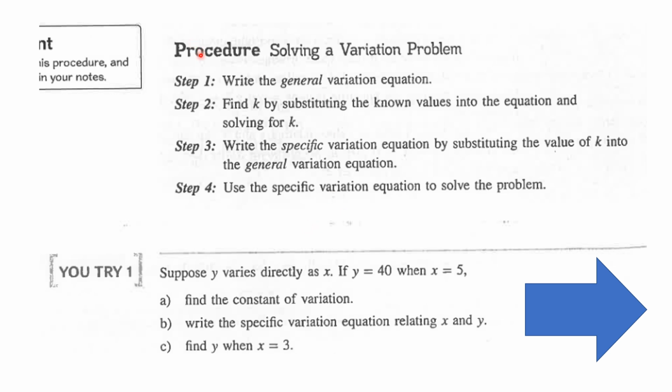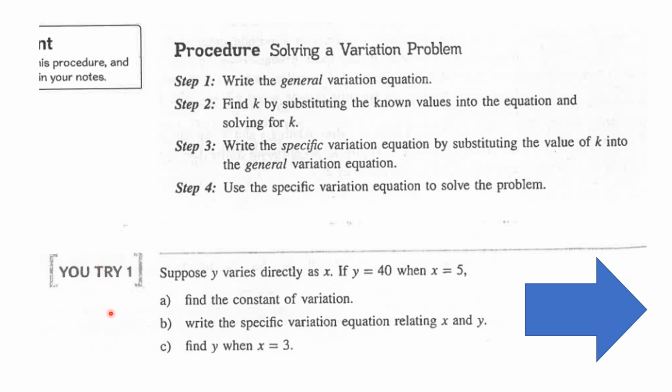So, in general, the procedure for solving any of our variation problems is: you write the general variation equation. That's step 1. Step 2, you find k by substituting the known values, the data, into the equation and solving for k. Step 3 always involves writing the specific variation equation by substituting the value of k into the general variation equation. And step 4, we use the specific variation equation to solve the problem.